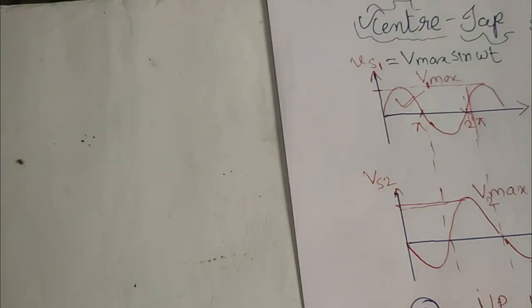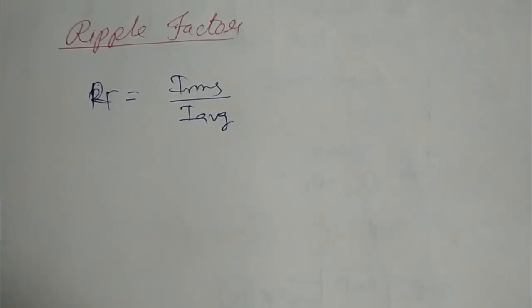The last parameter is related to ripple factor. Ripples are the errors, the AC ripples present at the output. Ripple factor is how much AC is present at the output. This is an undesired parameter. We don't want AC component in our DC output. This ripple factor is defined as I RMS by I average or IDC.